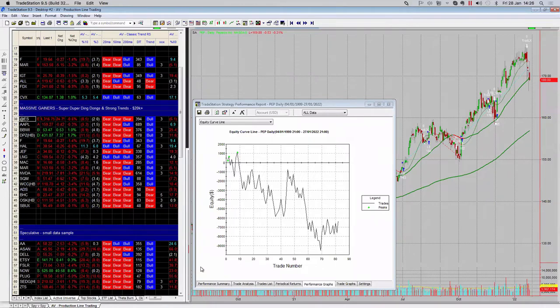Now, if I want to be in front of the computer and be a little bit more proactive, I can use a different combination of moving averages that are pretty common, pretty widely used, and be a little bit more active.